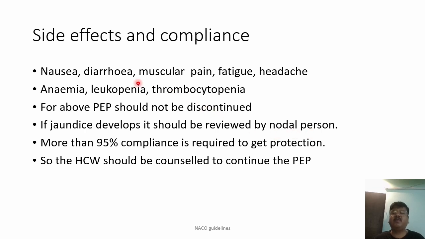At this stage, counseling of the patient to continue the post-exposure prophylaxis therapy is very important. Support and counseling are also very important. Already the healthcare worker is in panic, so the role of counseling and giving proper advice, encouraging the healthcare workers to continue the therapy, is very important. If more than 95% compliance is there, it's okay. More than 95% compliance is required to get protection. So healthcare workers should be counseled to continue post-exposure prophylaxis.